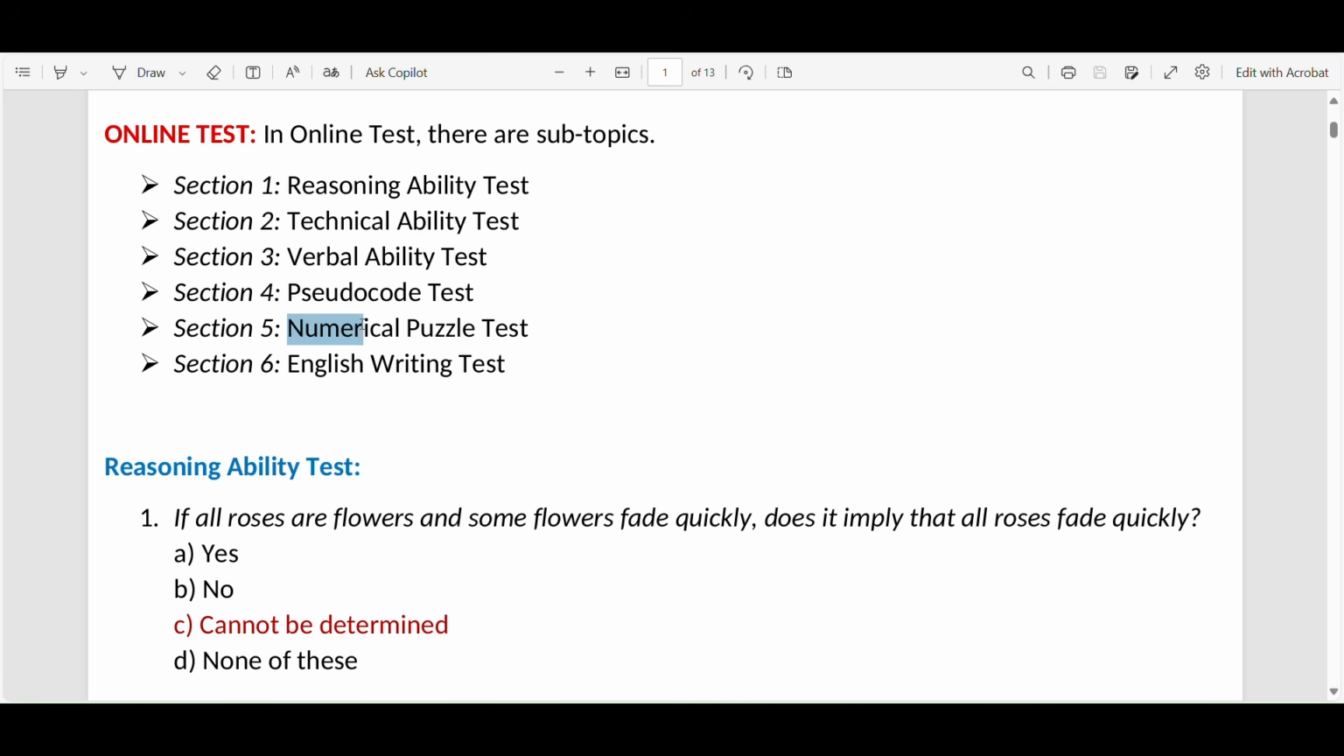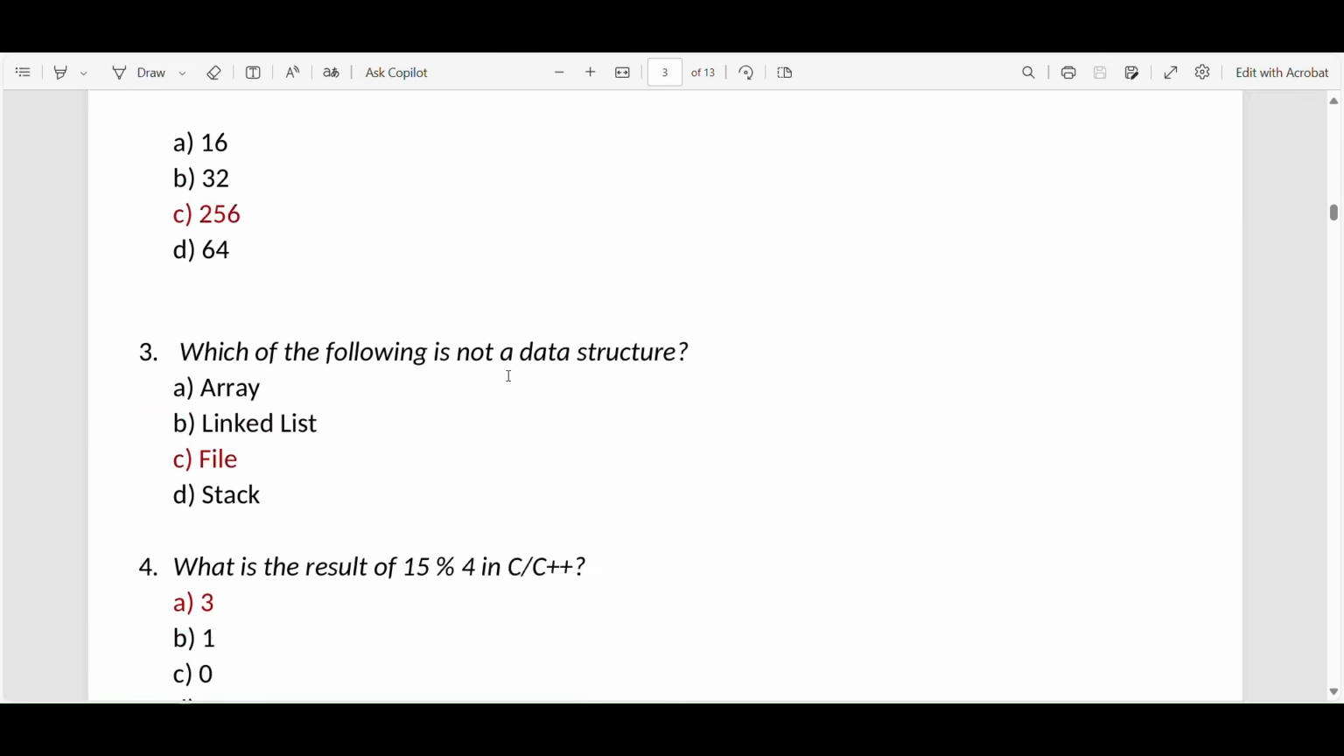In today's class we are going to discuss the numerical puzzle, which is also added to that playlist. You can watch all the sessions there. In the next session we will be completing the English writing test. I hope you understood now.